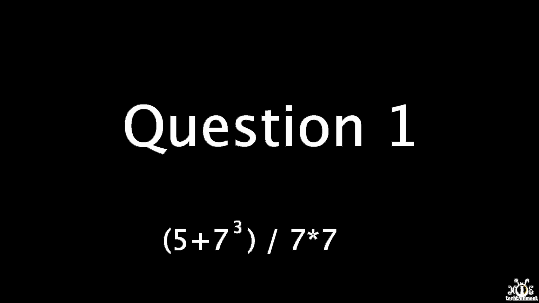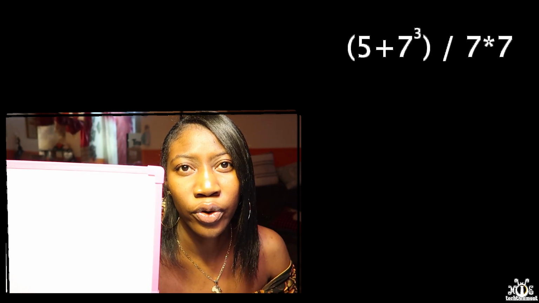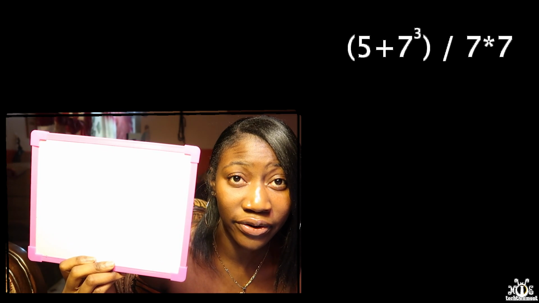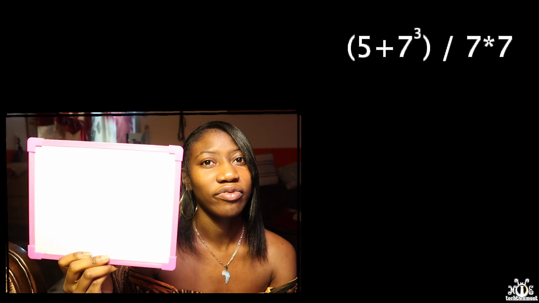And let's get down to the first example. So for our first question, we're going to start with something hard, and then we're going to get to the easy one, so it's a little easier for us, okay? So for the first question, we're going to do parentheses 5 plus 7 to the 3rd, close parentheses, divided by 7 times 7. Now let's see how this works out for us.